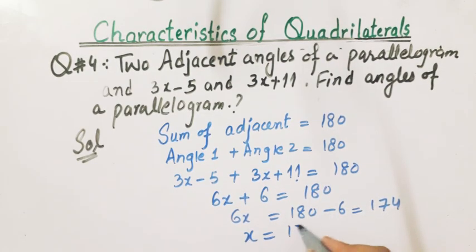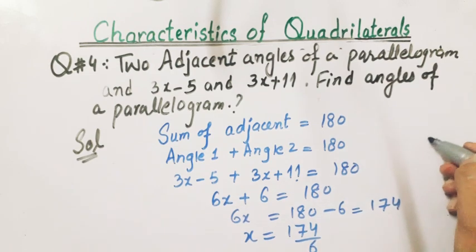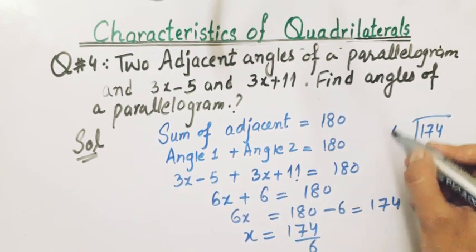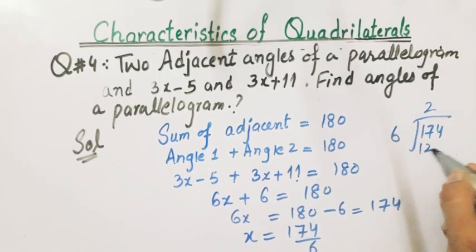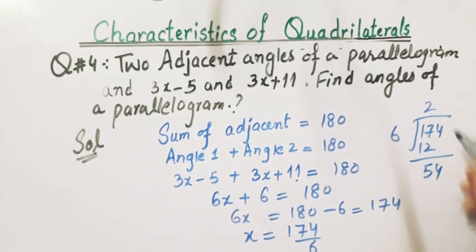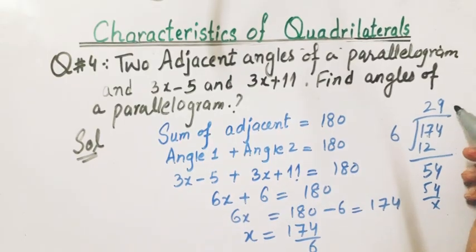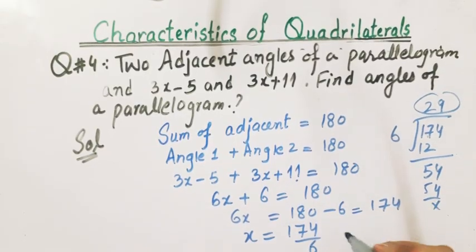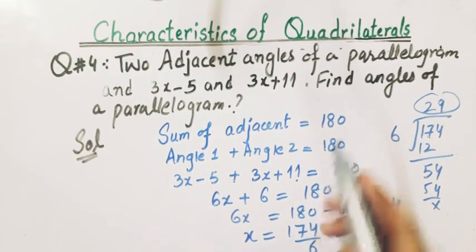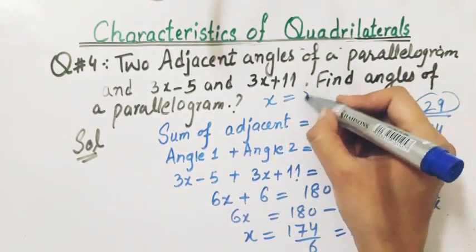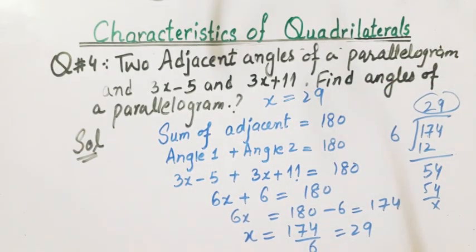So 174 is divided by 6. Divide this and get the final answer. So 6 2s are 12, 17 minus 12 is 5, then 6 9s are 54. You get the value of x, that is 29. Now you have to find the angles. First you write the value of x, that is 29. Now we will find the value of the angles.